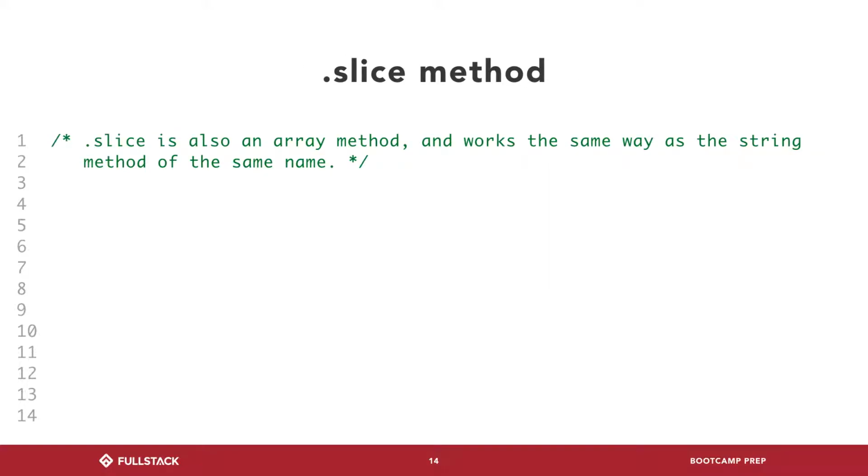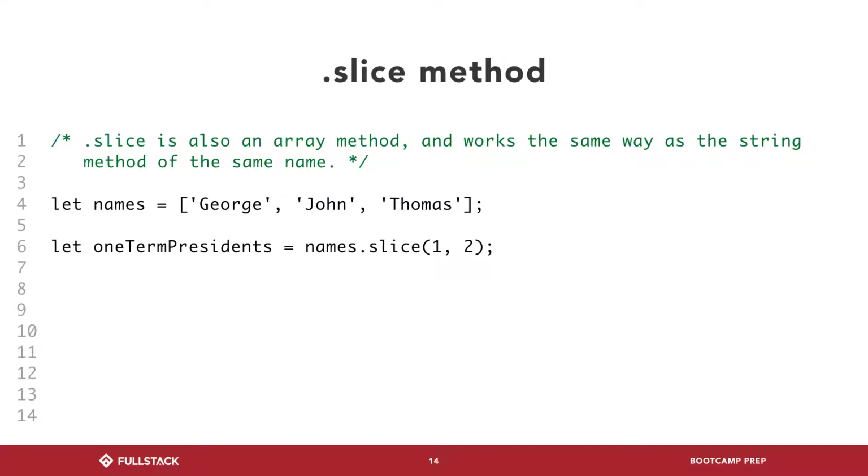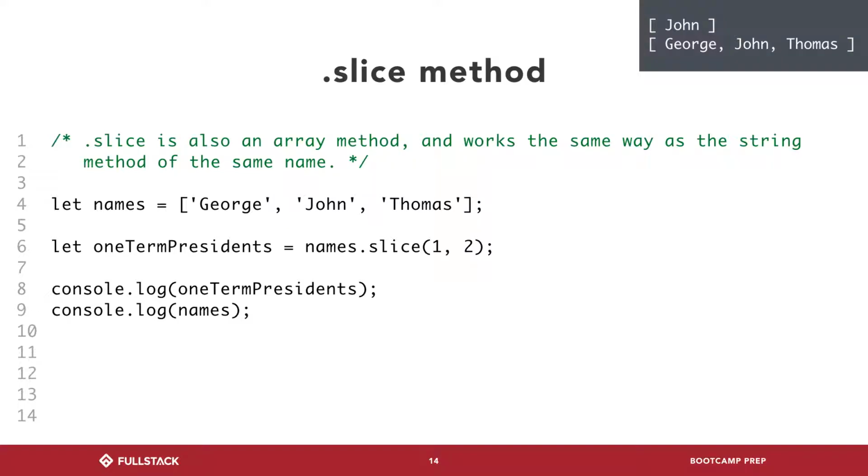Slice. Slice is an array method. You can pass it potentially several arguments, and the one that we'll use is here. The first argument is where it starts, and the second argument is where it stops. The first argument is inclusive, so it'll start at index 1, and it will go to index 2, but it won't include index 2.